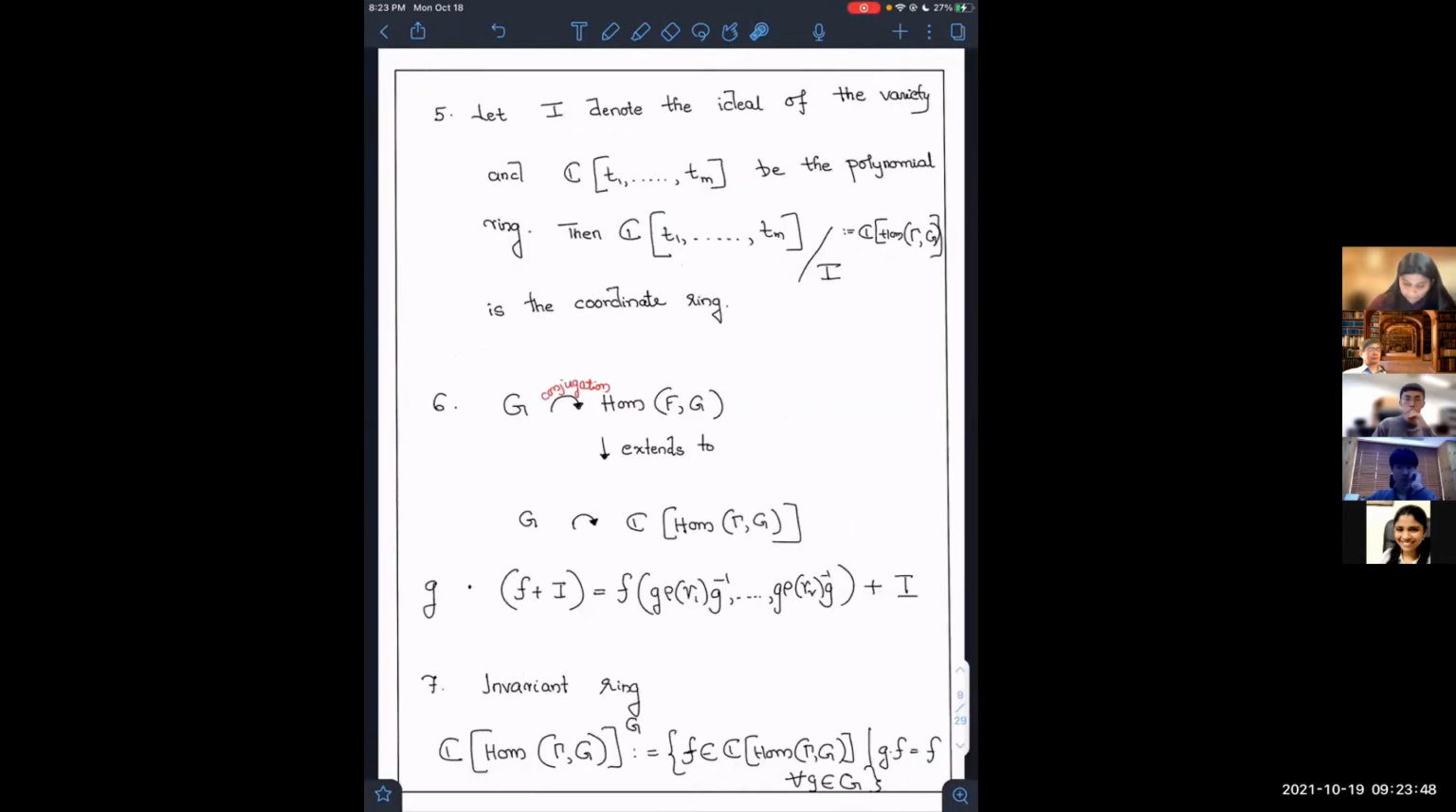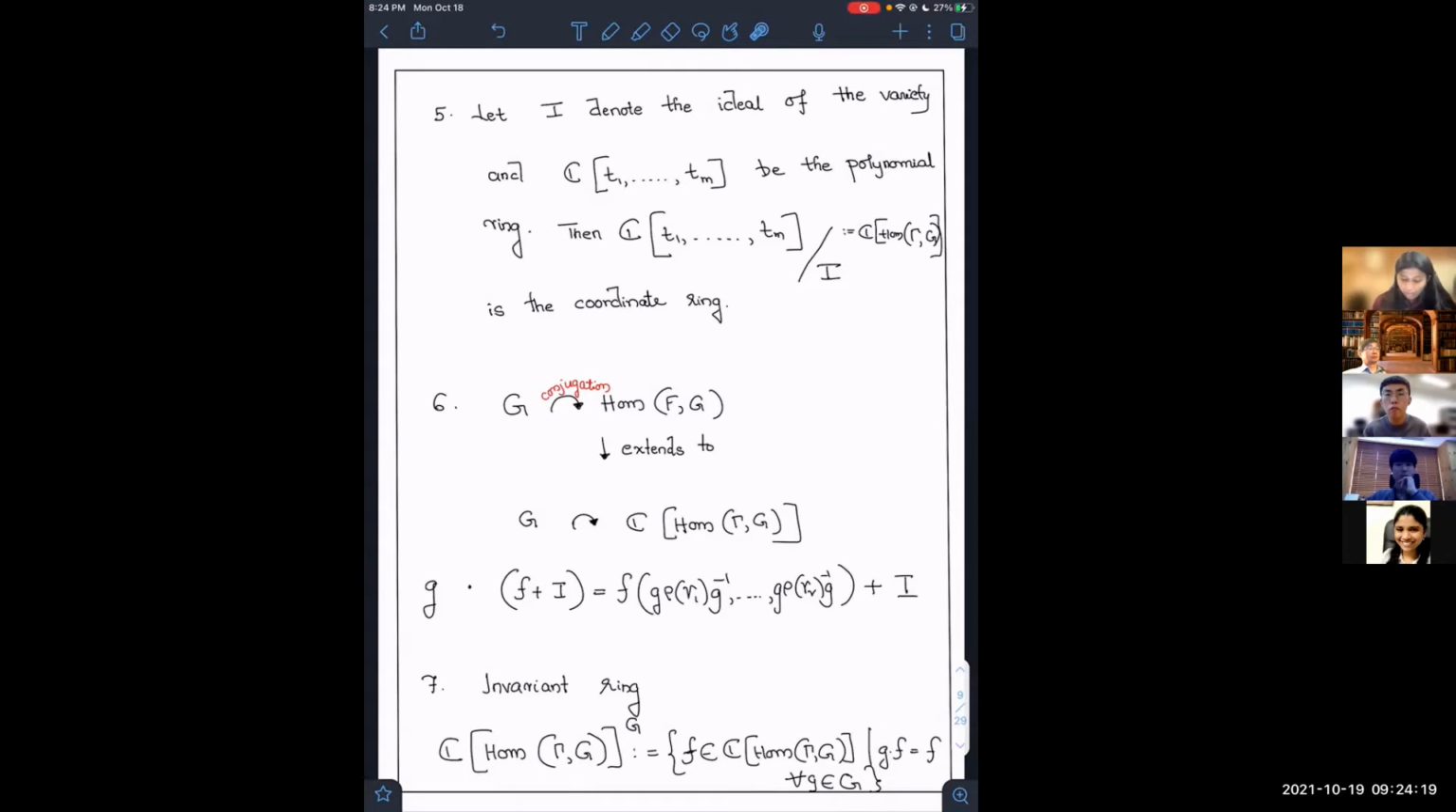Now, if it is a variety, then there is a coordinate ring associated to it, right? We denote this by C, and we write Hom(gamma, G) in square brackets, and this is a quotient of a polynomial ring, right?